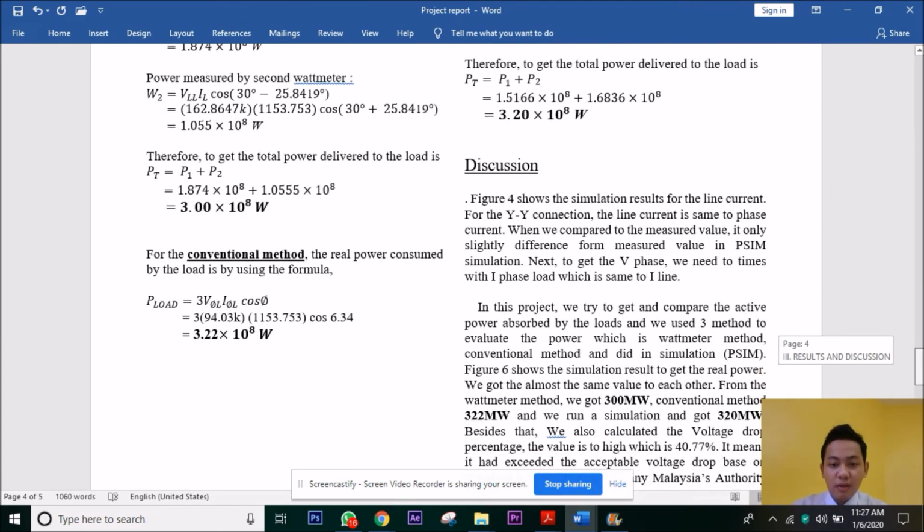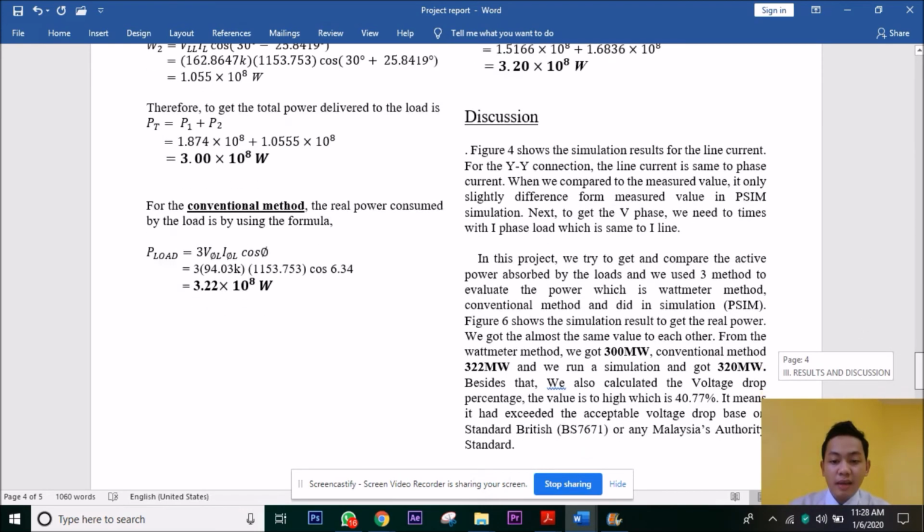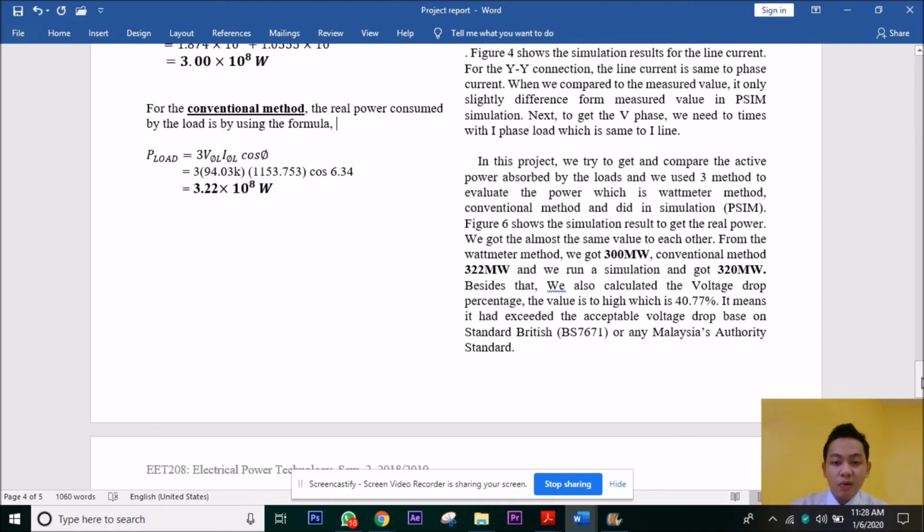Okay, discussion. Figure 4 shows the simulation result for the line current. For the Y to Y connection, the line current is the same as the phase current. When we compare to the measured value, it is only slightly different from the measured value in the PC simulation. Next, to get the V phase, we need to multiply with I phase load, which is the same as I line. In this project, we try to get and compare the active power absorbed by the load, and we use three methods to evaluate the power, which are the wattmeter method, the conventional method, and a simulation on PC.